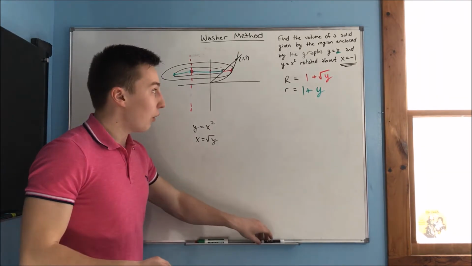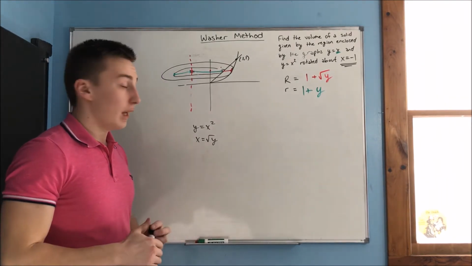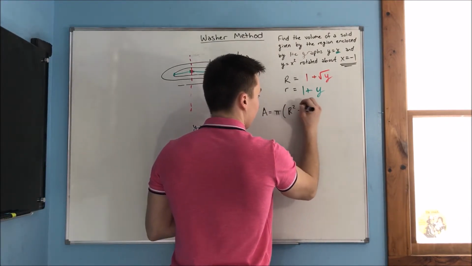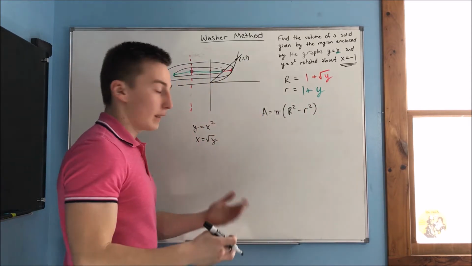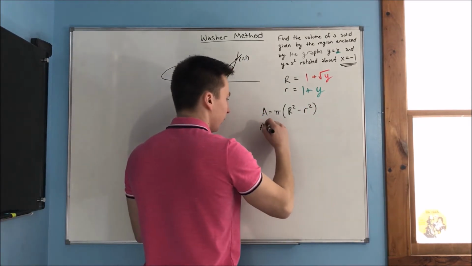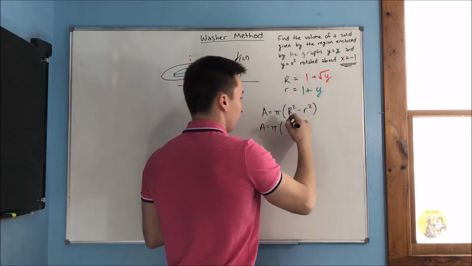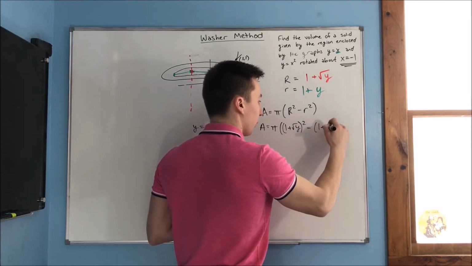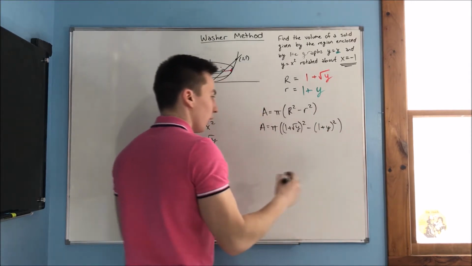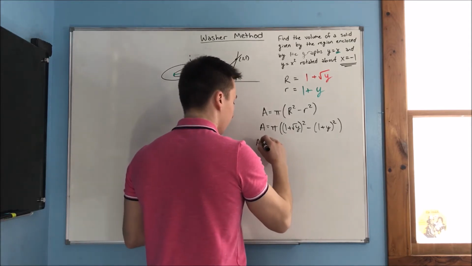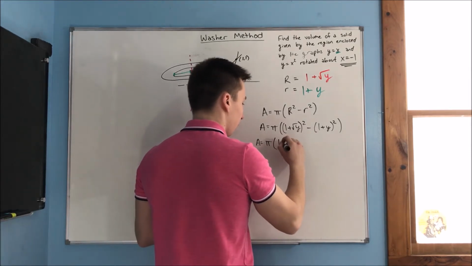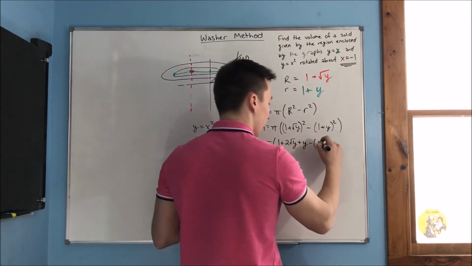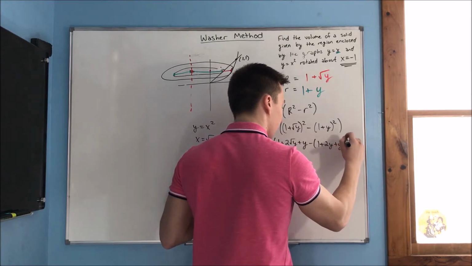Now we can plug all that into our area equation and find what our area is going to end up being. So our area equals pi times, we have 1 plus rad y quantity squared minus 1 plus y squared. Now we're going to FOIL this out. We get area equal to pi times 1 plus 2 rad y plus y minus, we're going to get 1 plus 2y plus y squared.